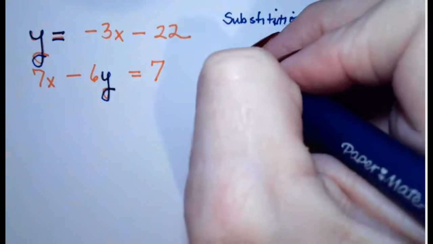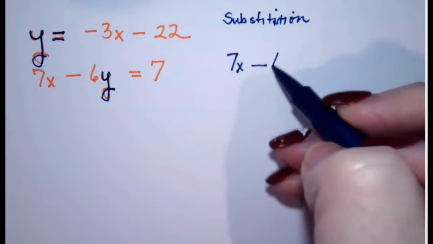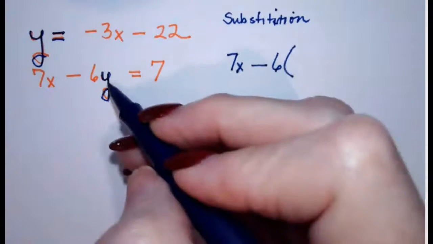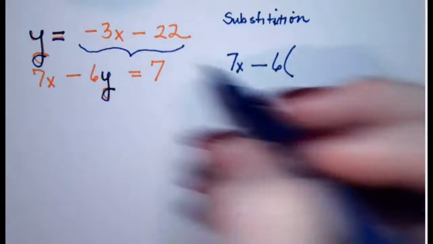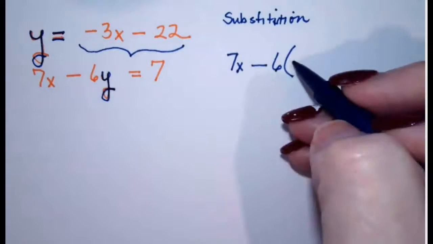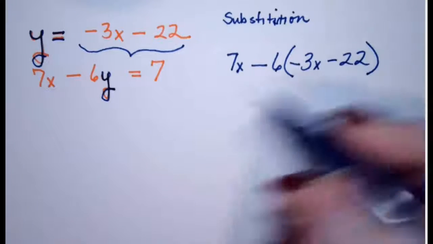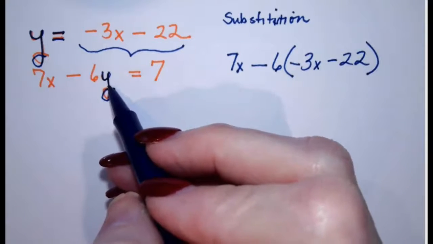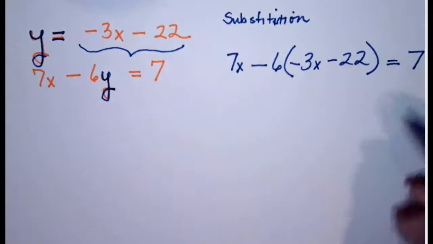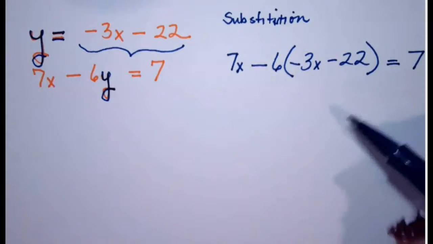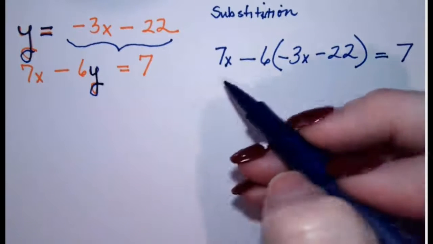So let's write that. I have 7x minus 6, but now instead of writing y, I'm going to go up here and write all of this because y equals this, doesn't it? Negative 3x minus 22, and I close it up because that's the end of y, equals 7. Now at that point, all I'm going to do is solve, because that's all that's left to do.